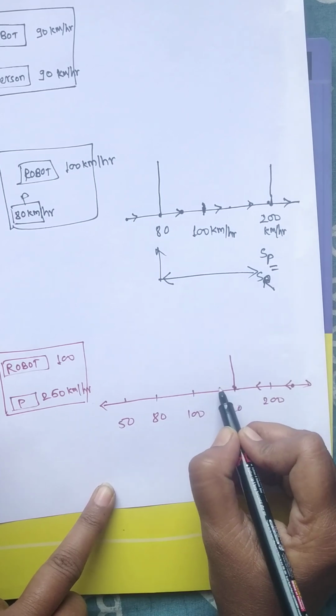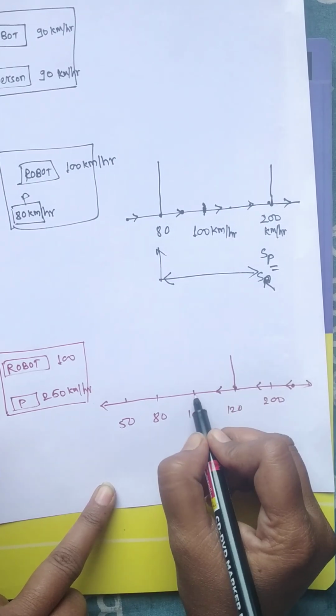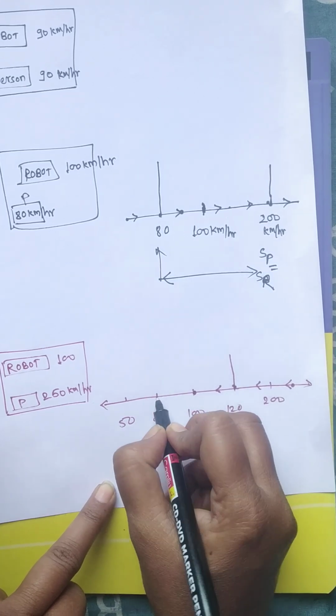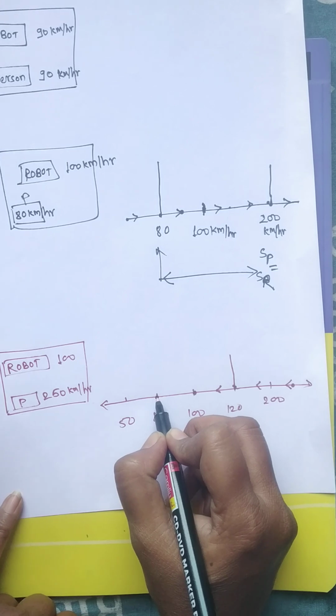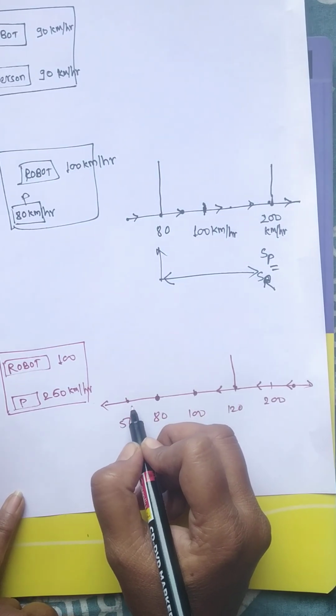Again, the person decreases his speed, the robo also decreases his speed. He will come to 100, the robo will also come to 100. The person will come to 80, the robo will also come to 80. The person will come to 50, the robo will also come to 50.